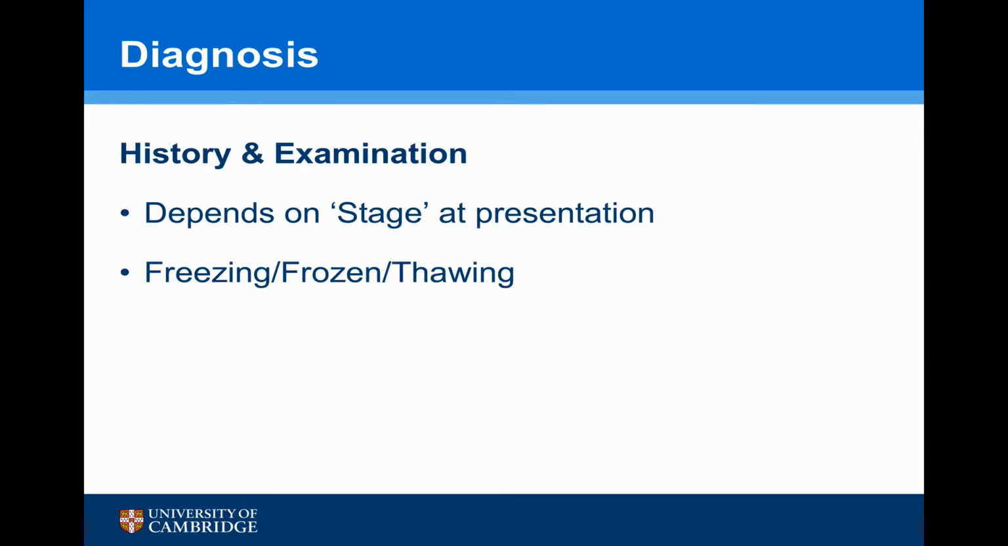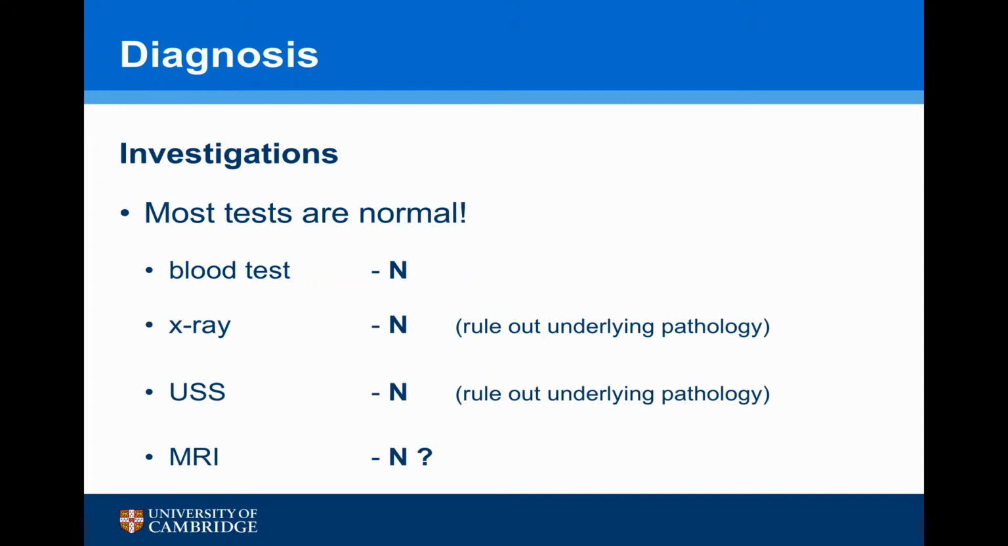How do you diagnose a frozen shoulder? Well, this is really down to history and examination. Obviously, it depends on the stage at presentation. Some patients present early in the freezing stage, some in the frozen stage, and some as late as the thawing stage. Investigations for a frozen shoulder tend to be normal. Blood tests are normal and show no evidence of any systemic inflammation. An X-ray is generally normal and is undertaken to rule out any underlying pathology such as arthritis.